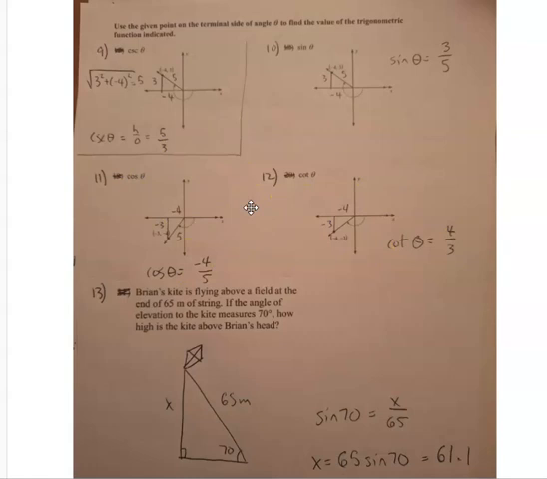And so now you have 3, -4, and 5. And it wants cosecant. So cosecant is hypotenuse over opposite, which becomes 5 over 3. Number 10 wants the reciprocal of that. That's sine, which is opposite over hypotenuse, and that becomes 3 over 5.